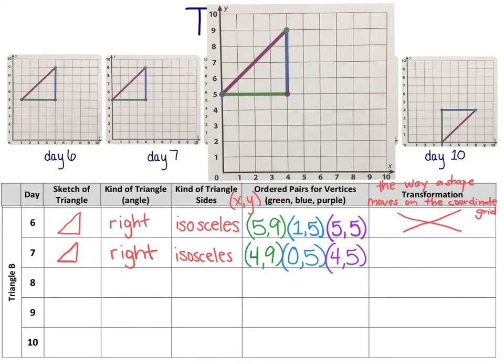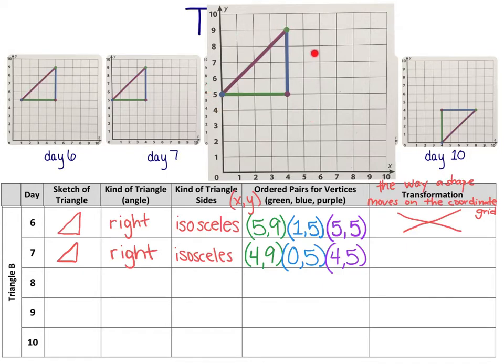So here I have day 6, and here I have day 7. And it has changed just slightly on the coordinate grid. Some of you might be able to easily see how day 6 is different from day 7. And you can see in the ordered pairs that they are slightly different. The second numbers are the same, but the first numbers are a little different. So in order to show you, I'm going to draw this on this larger picture right here.